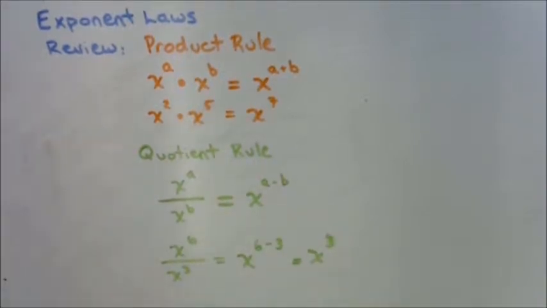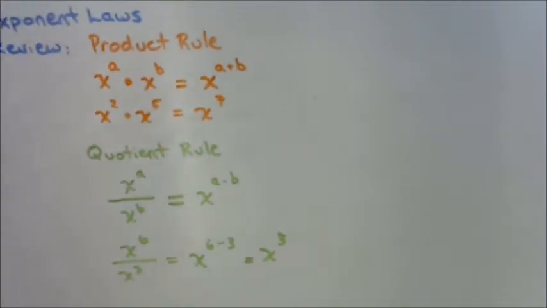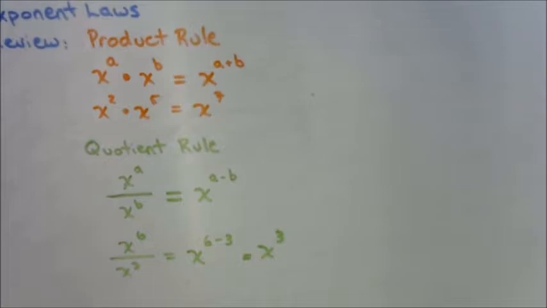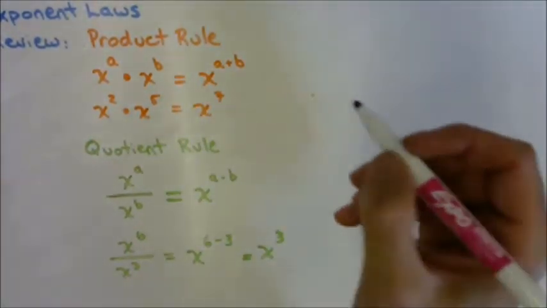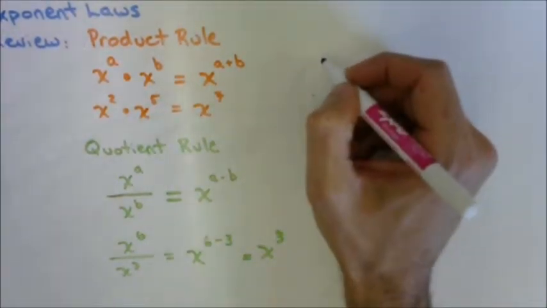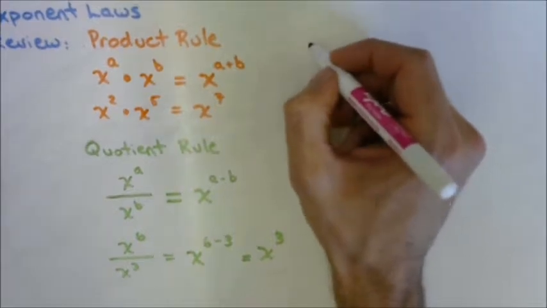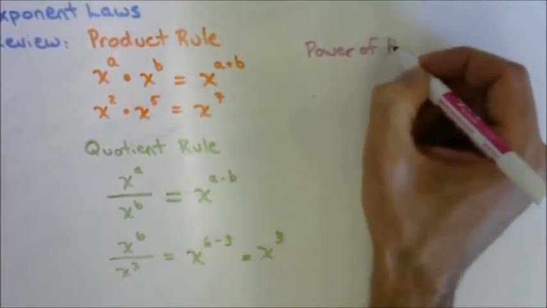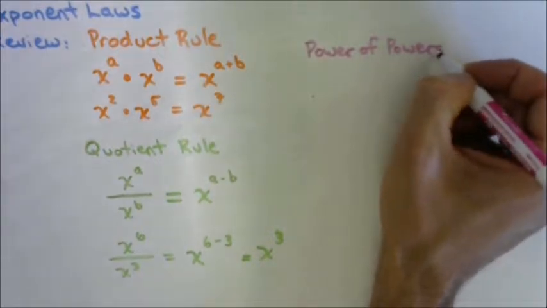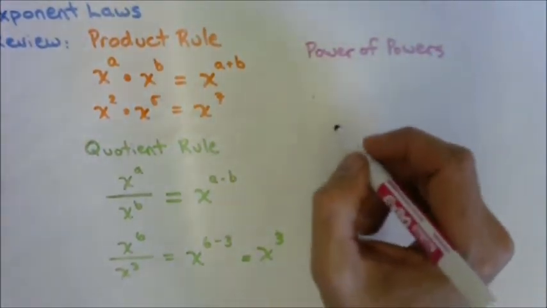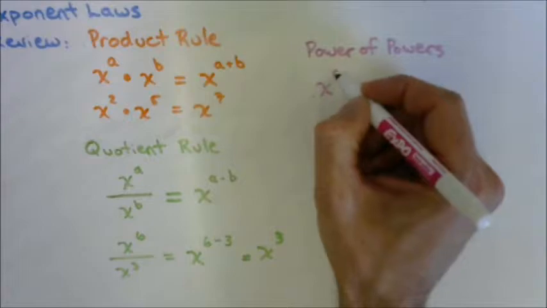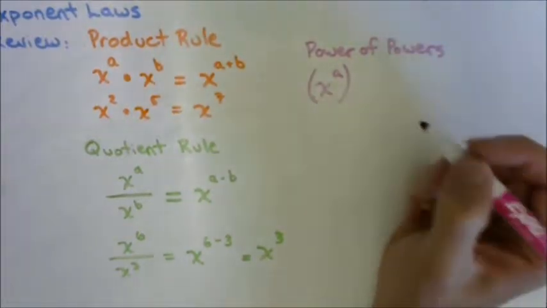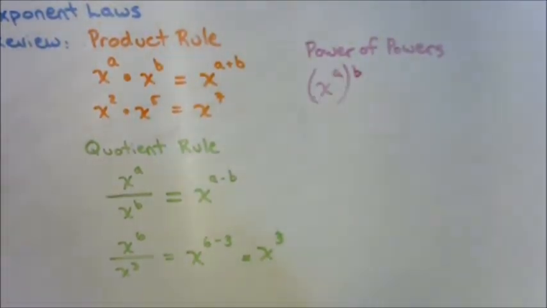Another helpful law of exponents. The third law of exponents that we learnt is the power of powers law. You can do it underneath or off to the side, however you're making use of your space. I'm going to write it right here. Power of powers. And it's called that because you have a power, like x to the power of a, and you're raising it to another power, say b.